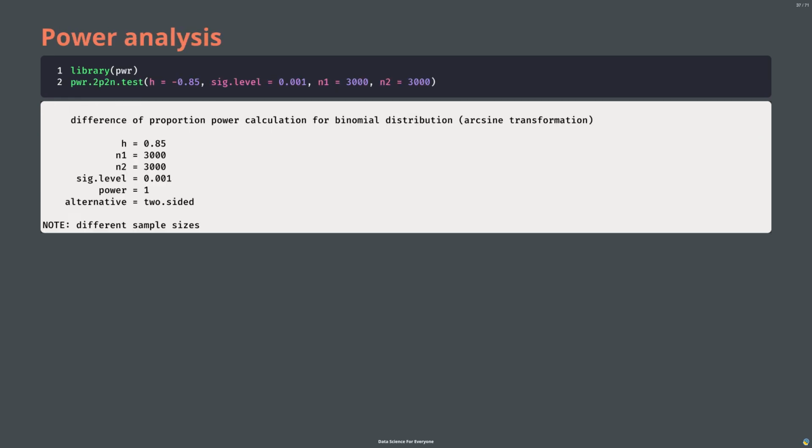To find the test's power, we input the effect size value of 0.87 to h, set significance at 0.001 and set 3000 participants in each group. The result shows a power of 1, which means our test is extremely well powered. That means it has almost zero probability of missing the true effect of the size we're testing for. With such a large sample size and strong effect size, this test is highly reliable.